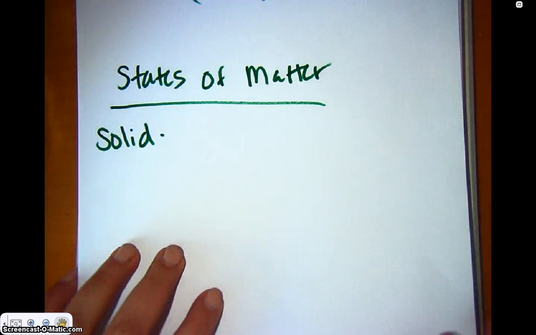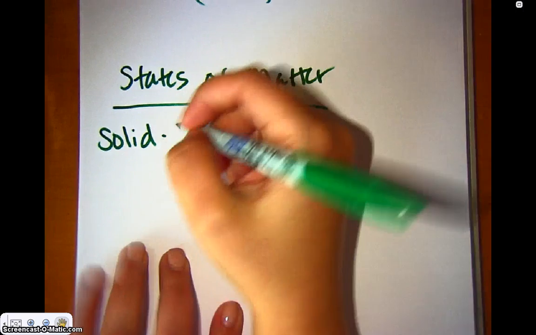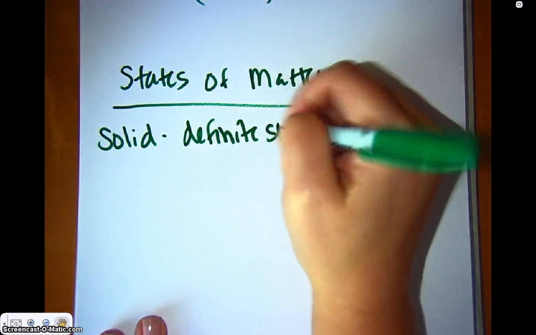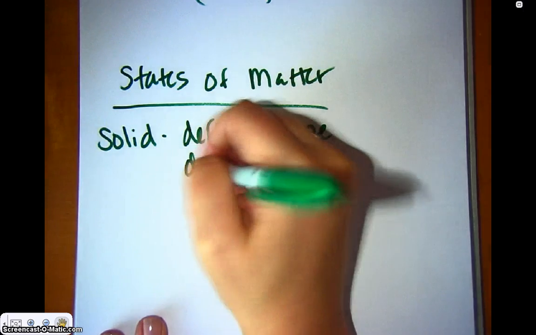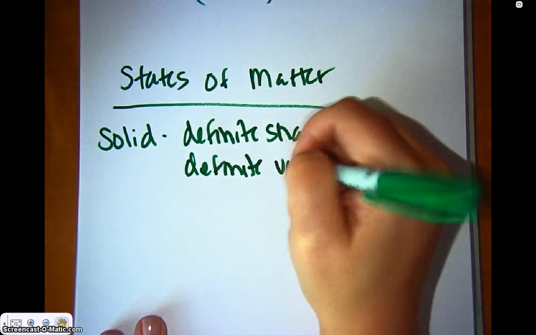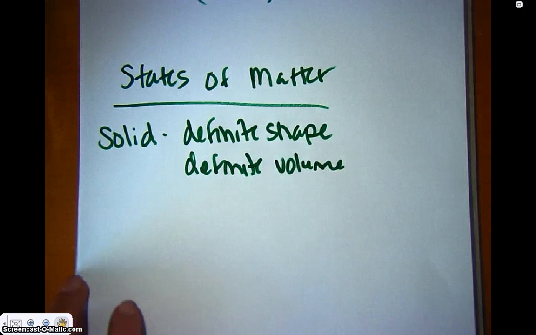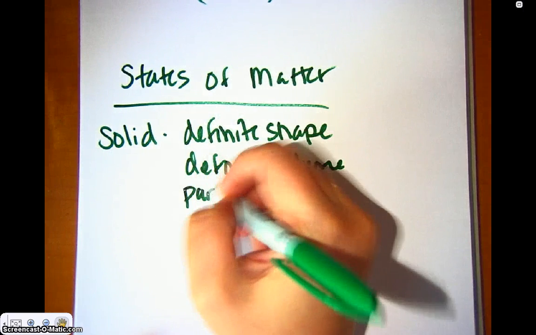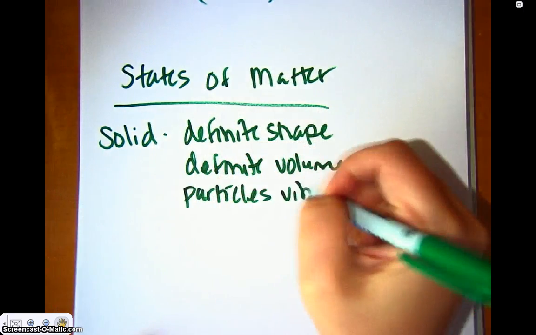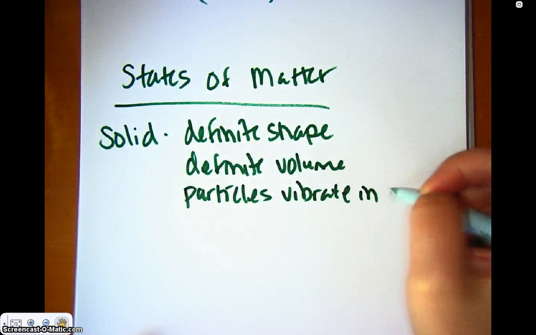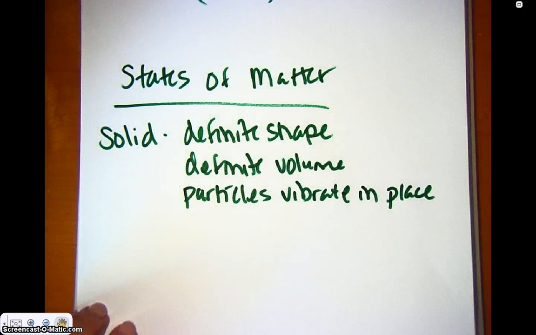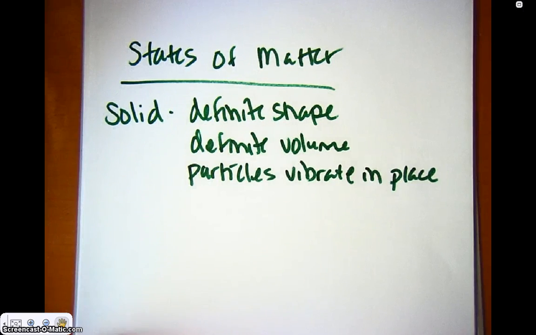A solid substance has a definite shape and a definite volume. And the particles are vibrating in place. Most people, when you look at something solid, think the parts of it aren't moving, but actually solids do have some motion. I'll explain that a little bit further here in a second.